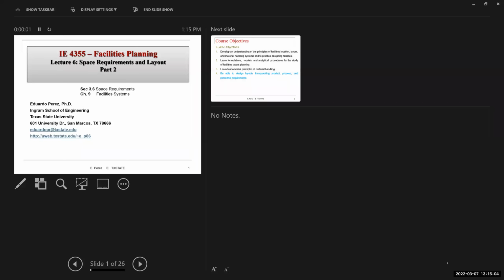See how far we can go. But then, again, this is a continuation of these requirements, space requirements and layout, specifically looking at the space requirements for some of the components inside the facility, and also computing some of the requirements in terms of the equipment that is needed.